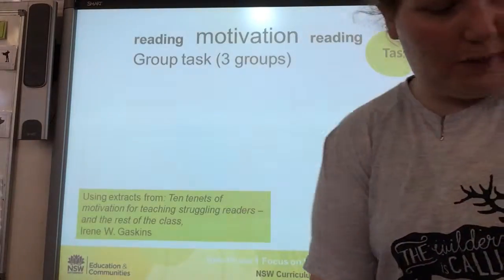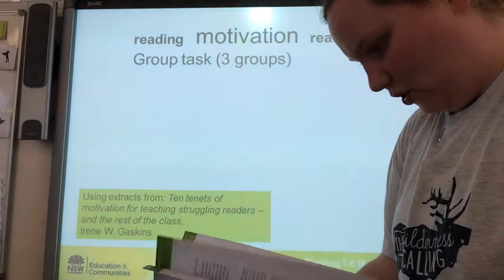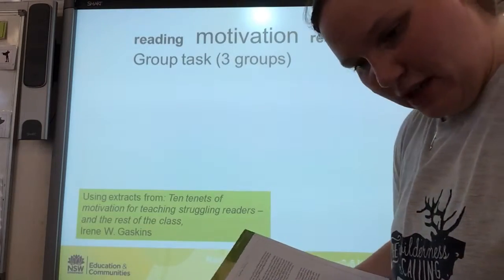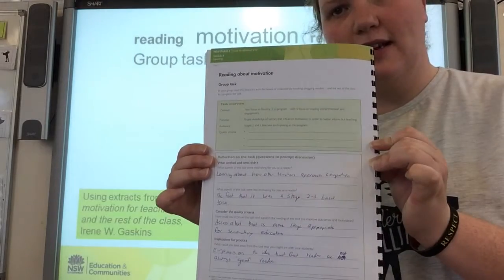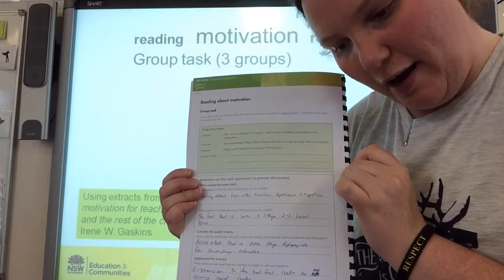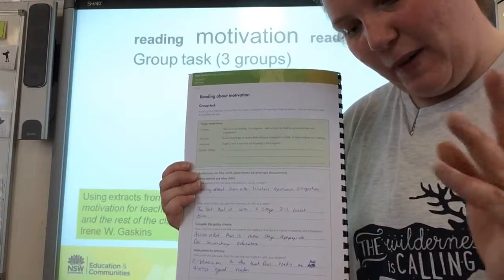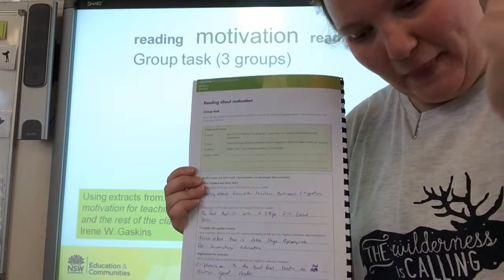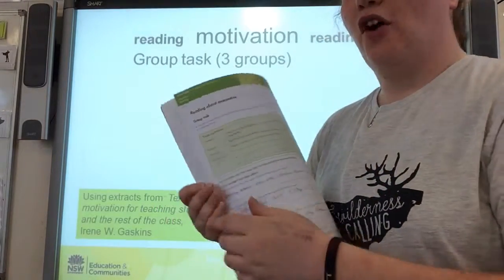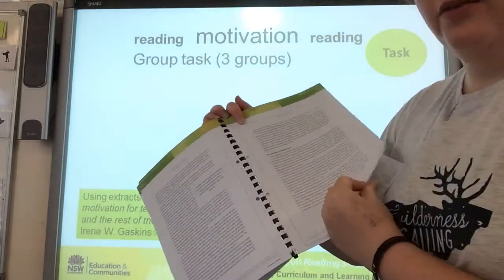Okay, so in your participant workbook, you will find on page 2 to 16, so it's quite a long reading. It's called Reading About Motivation. It asks for the reading of an article about motivating struggling and all readers in a mainstream class. It's been set up as a task to be completed in 3 groups, but we're not going to do that. So take some time in the next couple of days to actually read through this particular article. It's actually really, really informative.